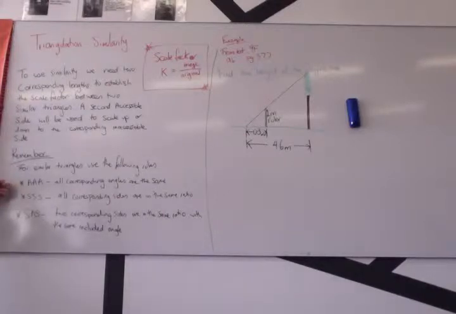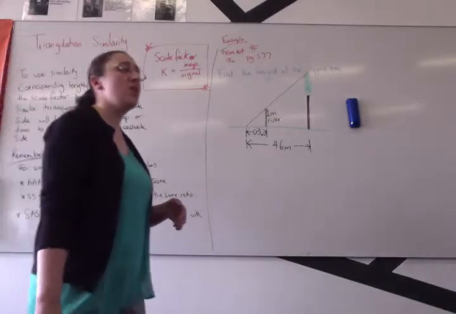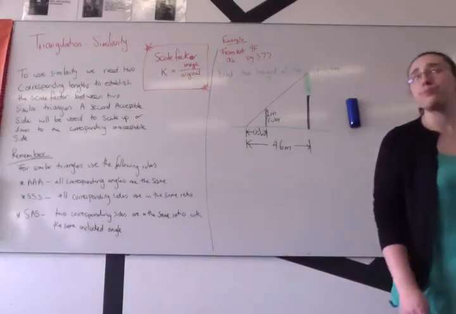Angle, angle, angle. All the angles are the same. Doesn't matter the size of the triangle lengths, all the angles will be exactly the same. Side, side, side. All the corresponding sides have the same scale factor. Side, angle, side. So you've got 2 sides with the same scale factor with a corresponding angle that is exactly the same. That is what you're looking for.